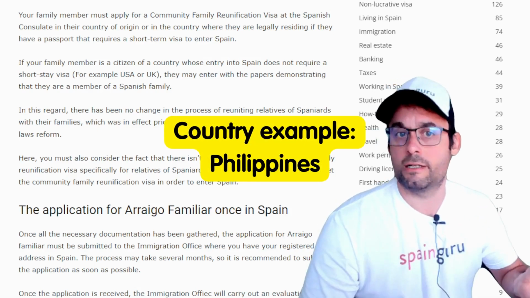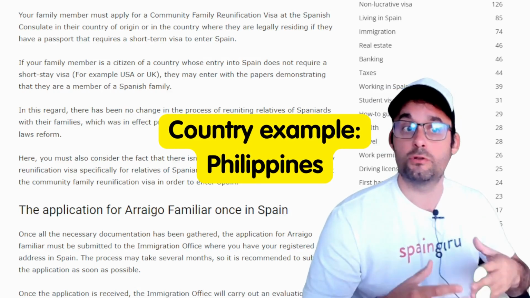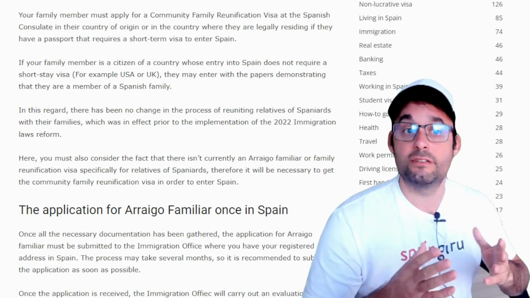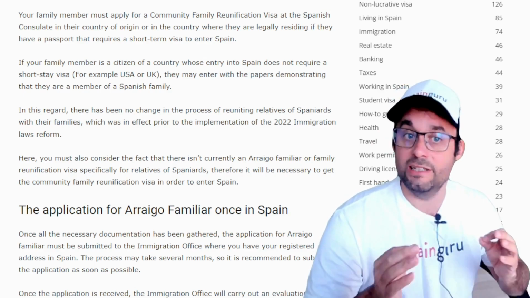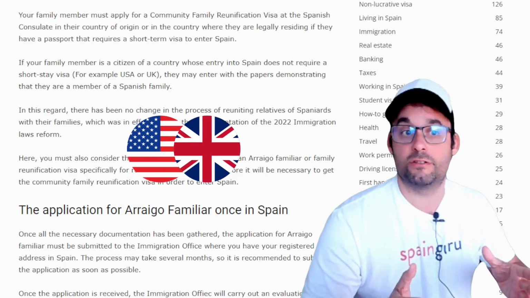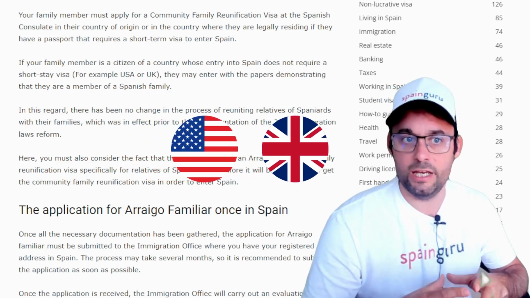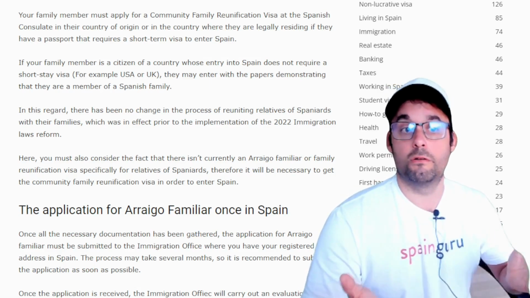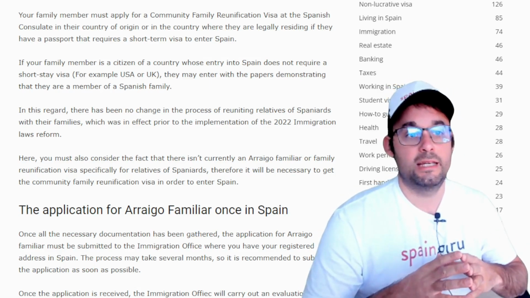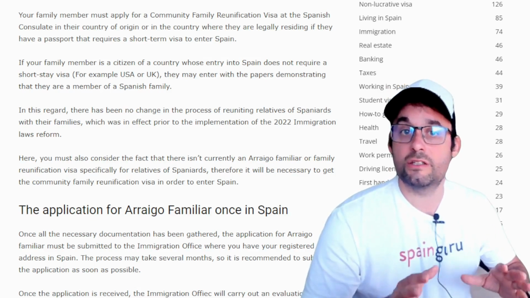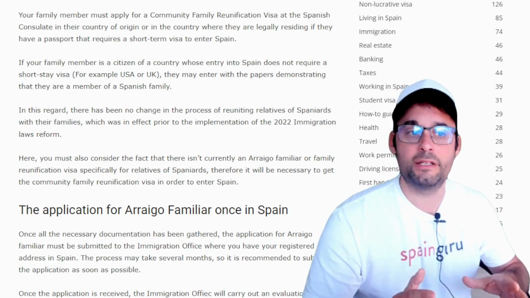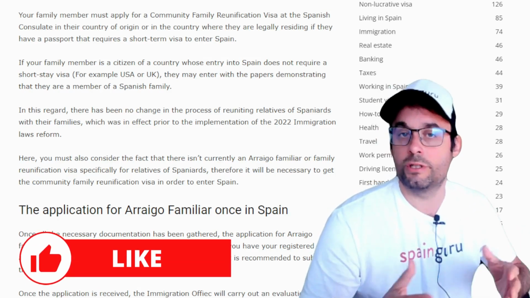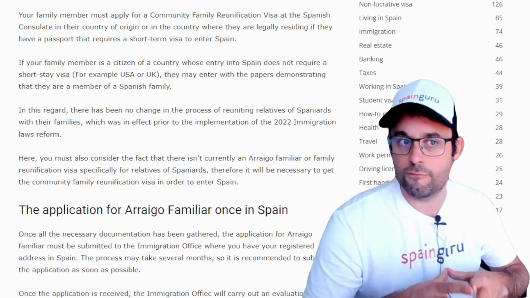or in the country where they are legally residing if they have a passport that requires a short-term visa to enter Spain. If your family member is a citizen of a country whose entry into Spain does not require a short-stay visa, for example USA or UK, they may enter with the papers demonstrating that they are a family member of a Spanish family. In this regard, there has been no change in the process of reuniting relatives of Spaniards with their families, which was in effect prior to the implementation of the 2022 immigration laws reform.